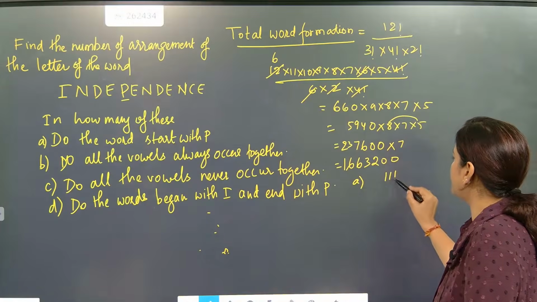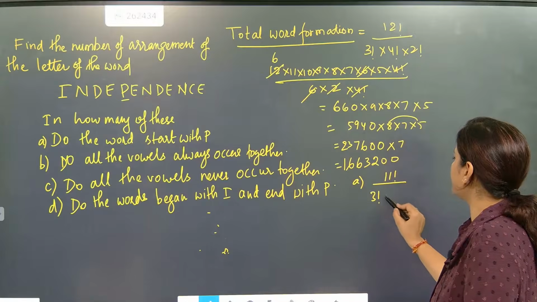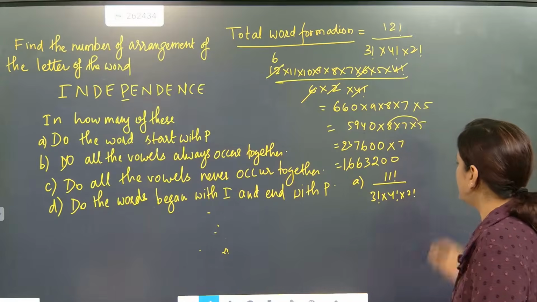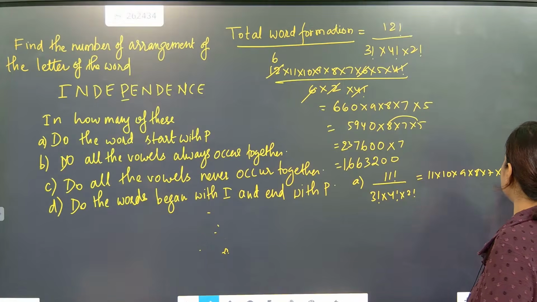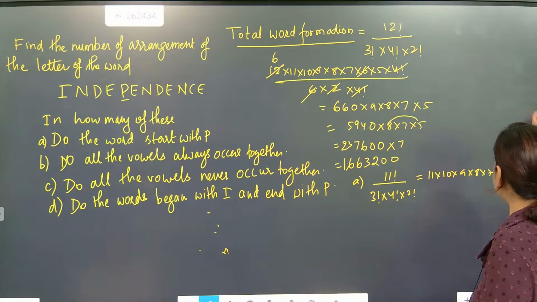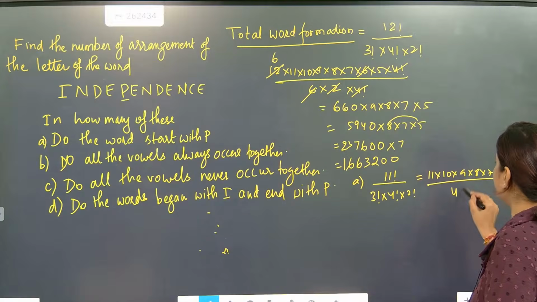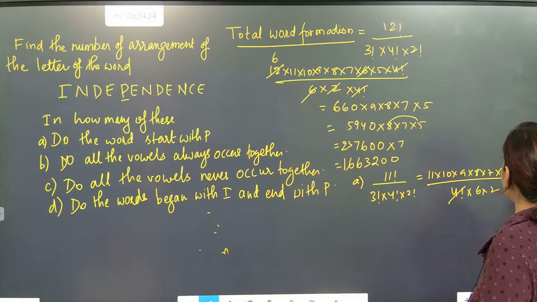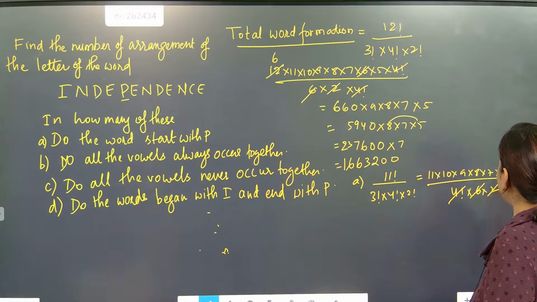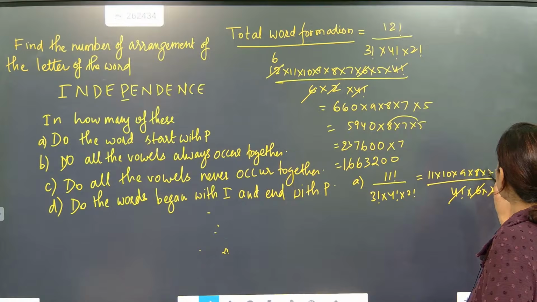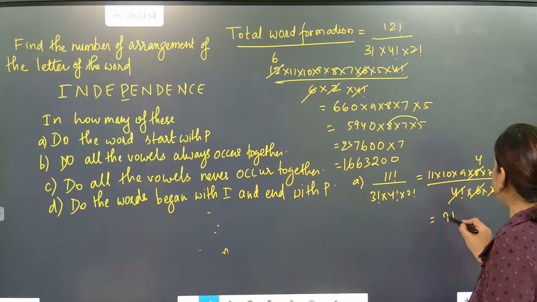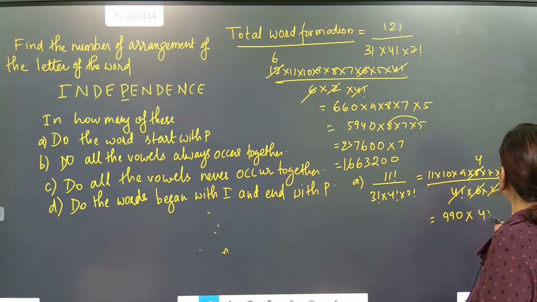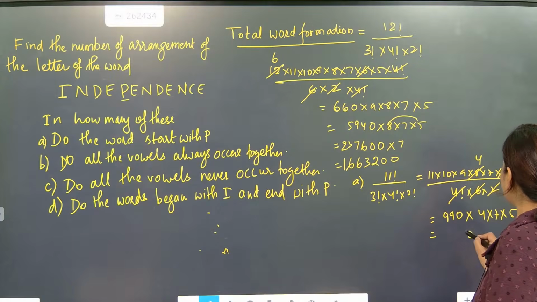When it is always starting with P, it becomes 11 factorial divided by 3 factorial into 4 factorial into 2 factorial. So it becomes 11 into 10 into 9 into 8 into 7 into 6 into 5 into 4 factorial. The 4 factorials cancel, the 6 and 6 cancel, and we get 2. So 110, 990 I write directly. Then 4 into 7 into 5.